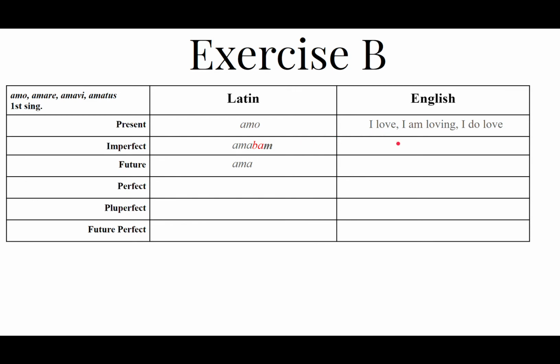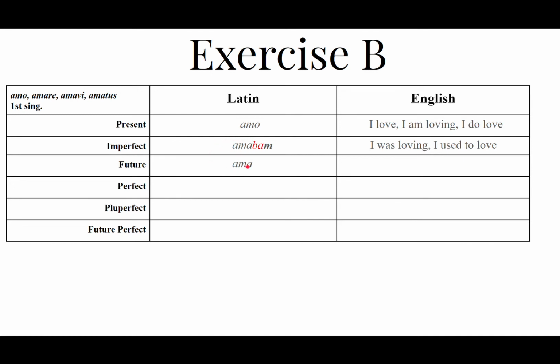How do we translate amabam? Well, the imperfect corresponds to English's continuous past. So I was loving. I used to love. It happened over and over again in the past. It was a continuous ongoing action in the past. That's why we use the present stem, the continuous action stem.